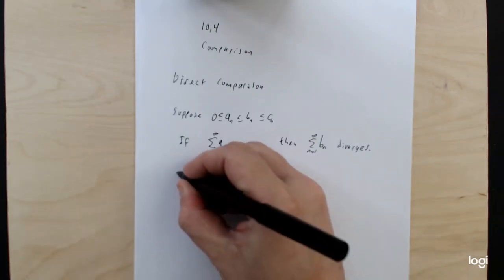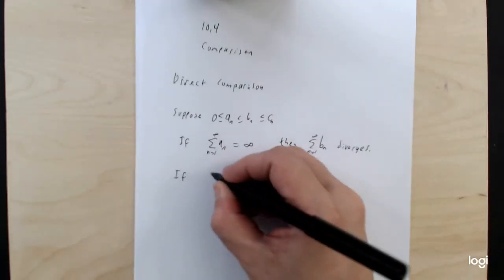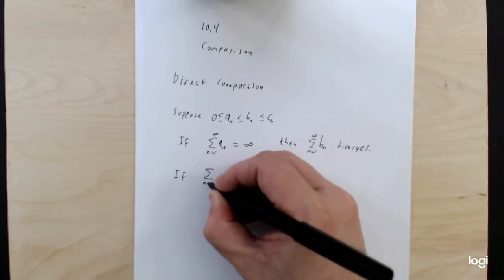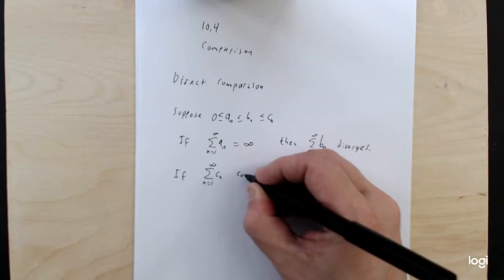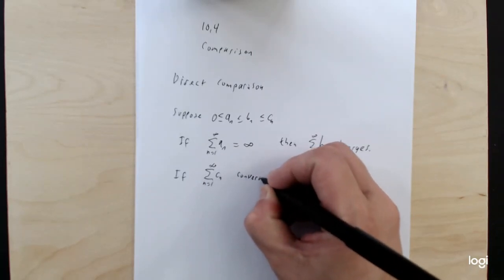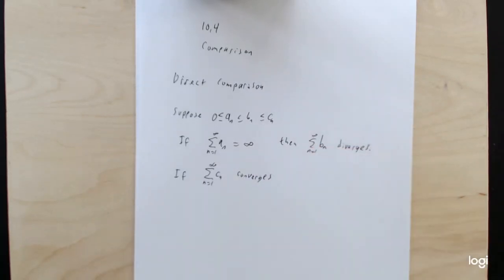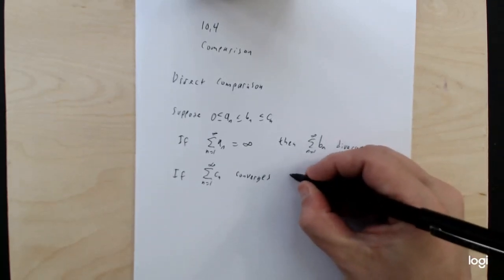Similarly, if the largest one converges, so it approaches some number L, then obviously the smaller ones will also converge.